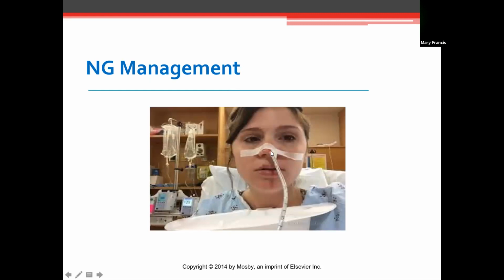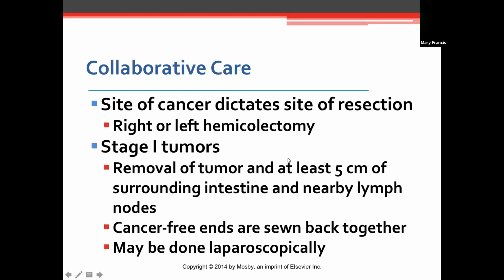This is what an NG tube looks like. Patients generally do not like them. They're usually very, very miserable with the NG tube.